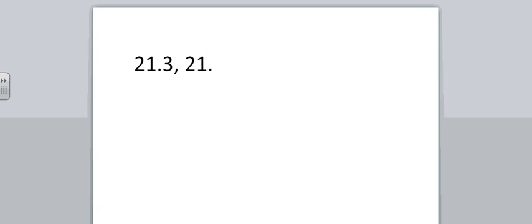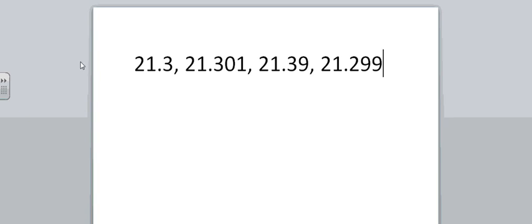21.301, 21.39, 21.299. So greatest to least, 21.3. Is that greater than 21.301? No. Even though it's very minuscule, this 1 is a thousandth bigger than my first choice. So I automatically know that A is wrong.